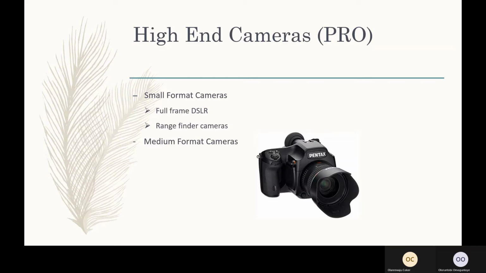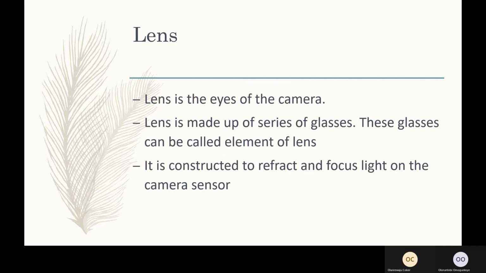We have the medium format camera. That is the example we are looking at on the screen. The sensor size is bigger than the small format camera. These are used majorly by advertising agencies, those doing pictures for bigger billboards or for high-end commercial jobs. This camera costs almost 20 million if you convert it to Nigerian currency.